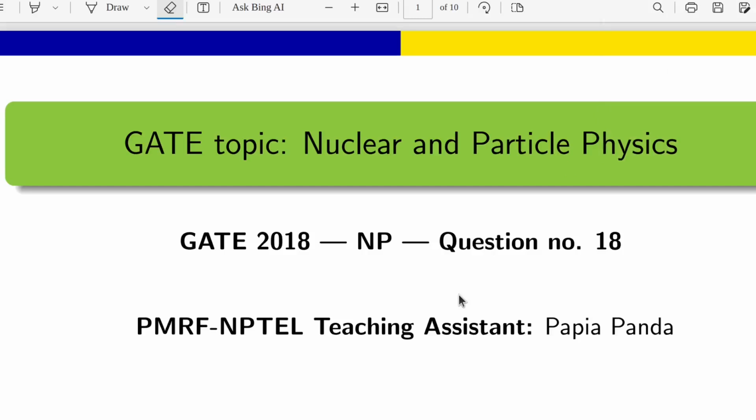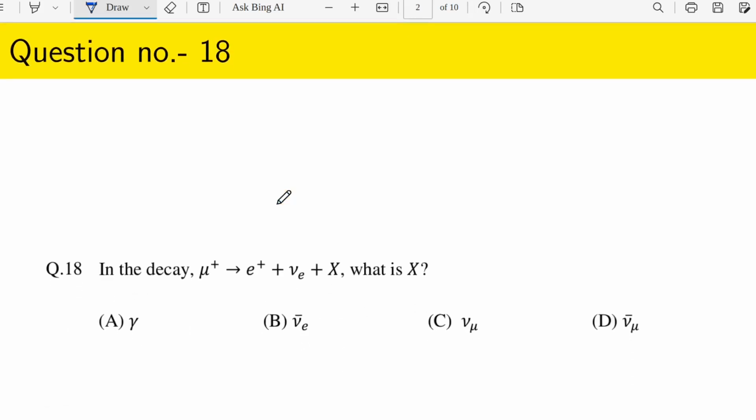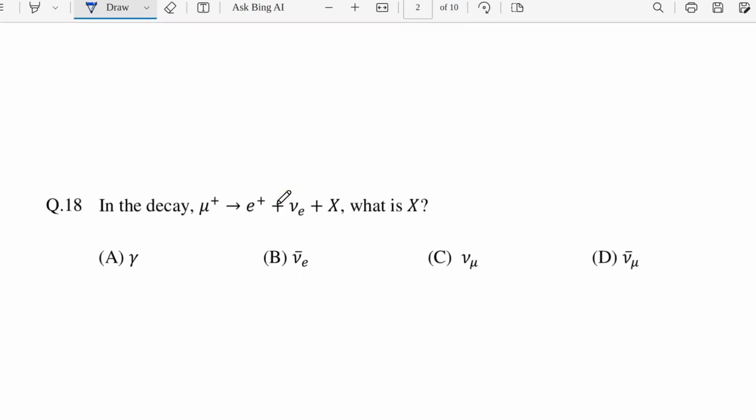The question is from the GATE 2018 question paper, and the question number is 18. The question is: in the decay mu plus going to e plus nu e plus x, what is x? And the four options are gamma, nu e bar, gamma nu mu, and nu mu bar.